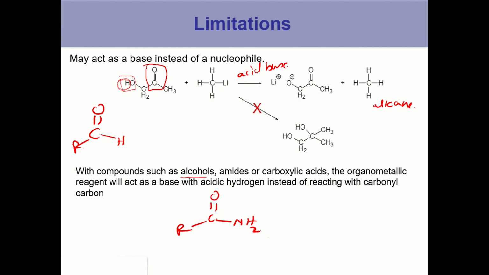And then carboxylic acids. Carboxylic acids have a double bond and OH. So what's going to happen is, this organolithium compound, instead of attacking this carbon, will work with this hydrogen, resulting in an alkane instead of an alcohol. Now that is a limitation of these organolithium and organomagnesium compounds. The reason is they are very strong bases, so they can easily react with even a slightly acidic hydrogen.